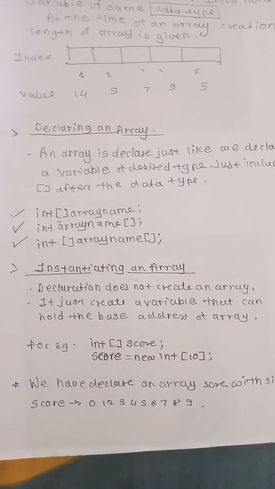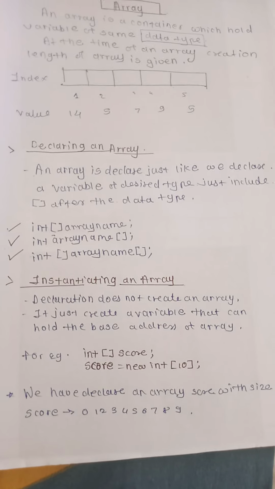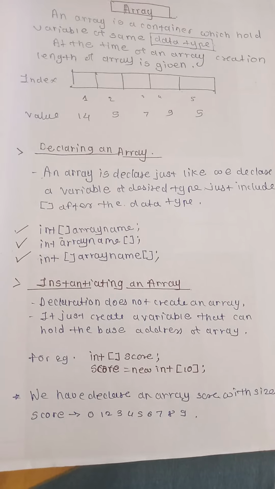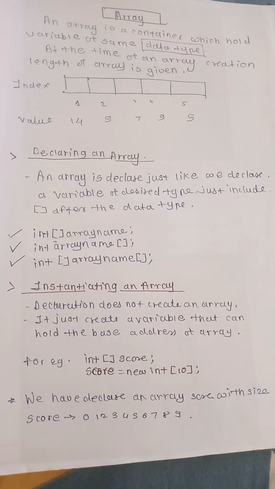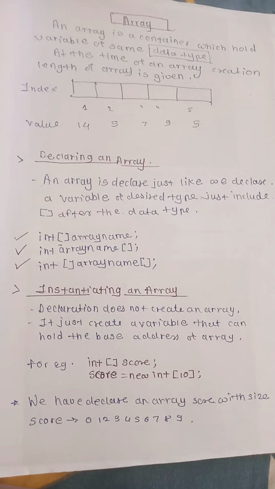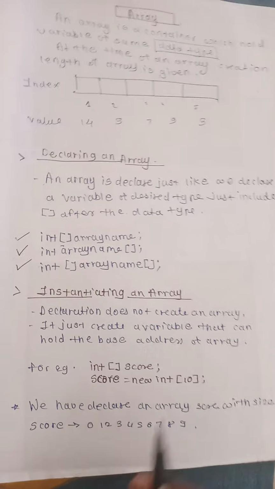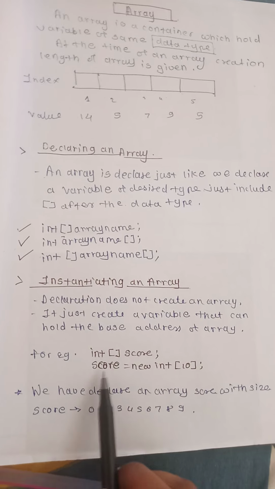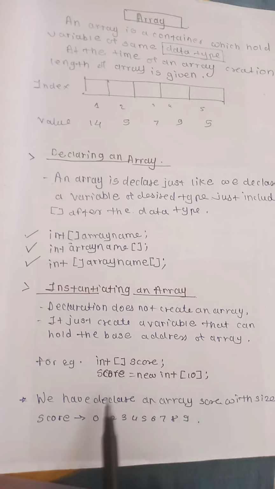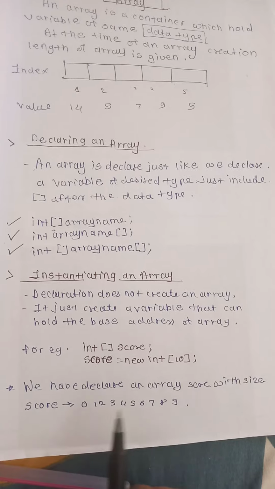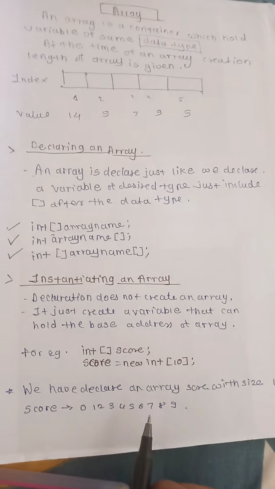Okay, now how to instantiate an array. Instantiating an array is needed because declaration does not create an array. As we know, it just creates a variable that can hold an address, that is, the base address of the array. So instantiating is very important. For example, int score: we have created the array named score which stores values up to 10. Likewise 0, 1, 2, 3, 4, 5, 6, 7, 8, 9, and this is the instantiating of the array.